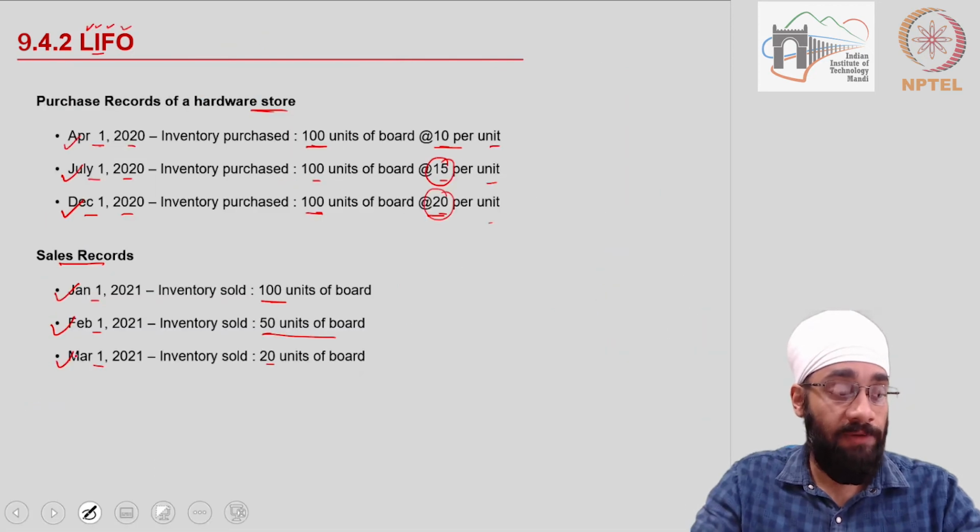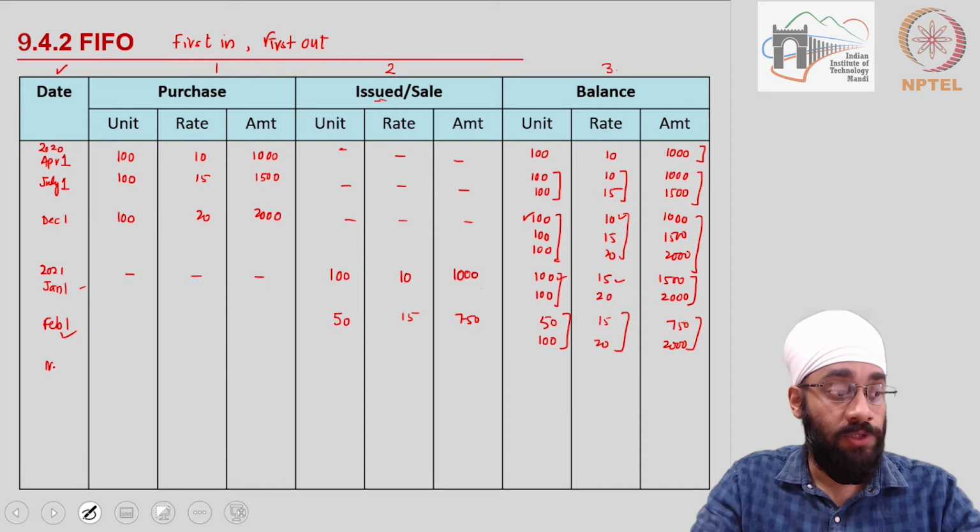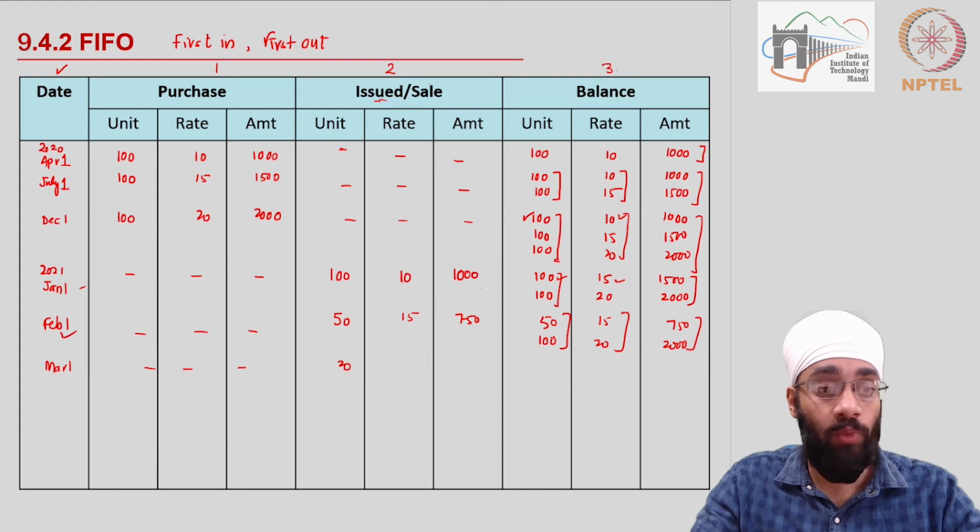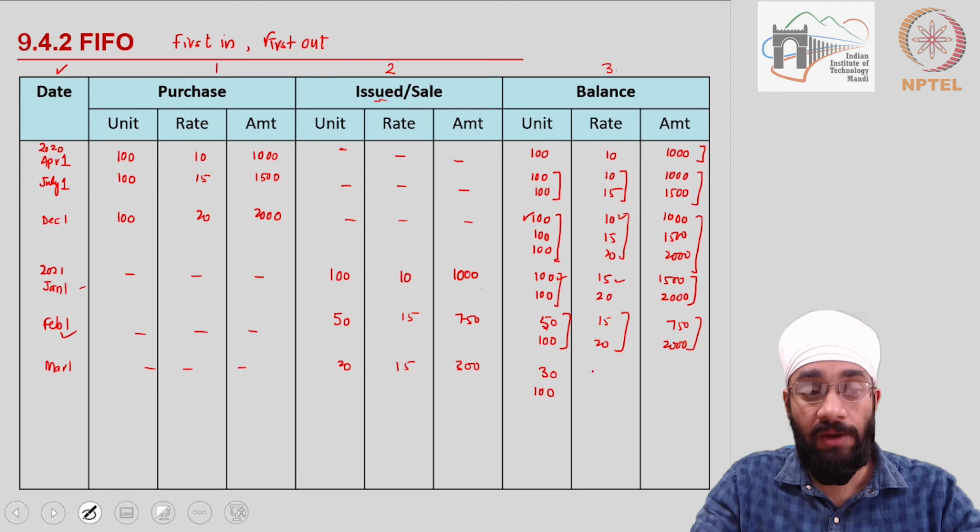Let's look at the final transaction, March 1st, 20 units sold. So March 1st, again no purchases, 20 units. Now at what price? You still have 50 units of the previous batch, so you are going to sell 20 units at 15 rupees, so this is 300. You are left with 30 units and 100 units at 15 and 20, so this is 450 and this is 2000.